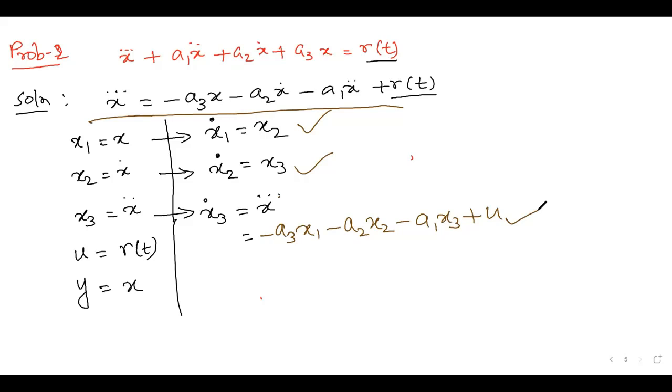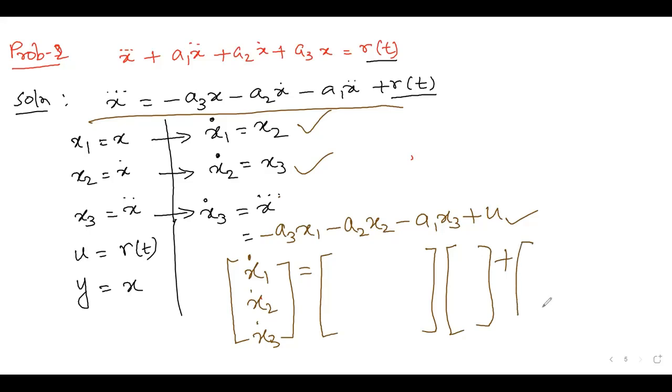All elements are first order. Now this is the state equation. So write these 3 equations in matrix form: x1 dot, x2 dot, x3 dot equal to. Tell me what will it be? x1 dot equal to x2, so the first row is 0 1 0. x2 dot equal to x3, so the second row is 0 0 1.